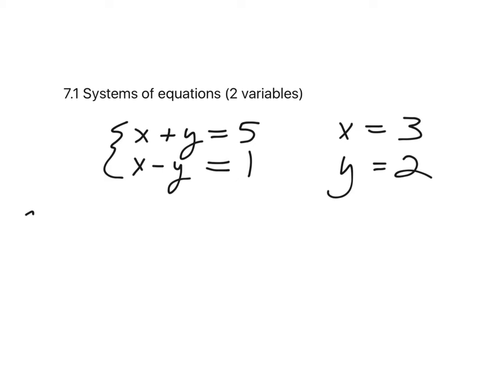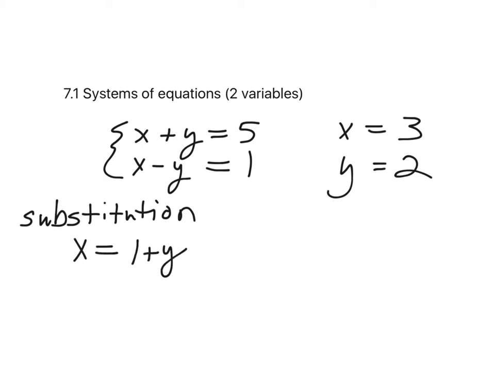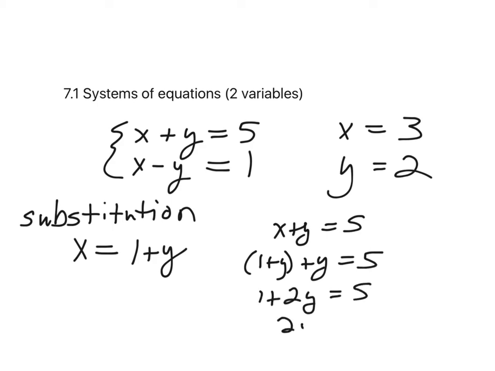The first method we're going to talk about is substitution. Since all the x's and y's are the same, I can substitute into the other equation. So let's say I take the second equation here and I solve for x. I would get x equals 1 plus y. If I substitute that into the other equation, x plus y equals 5, and we said x is 1 plus y, then we have 1 plus 2y equals 5, or 2y equals 4, which gives me y equals 2.